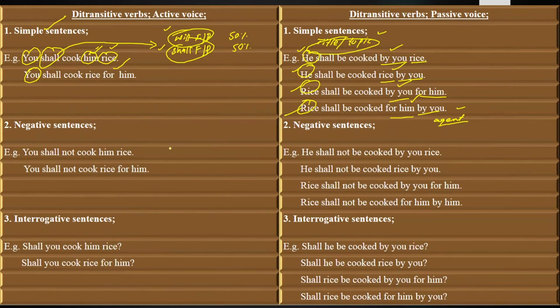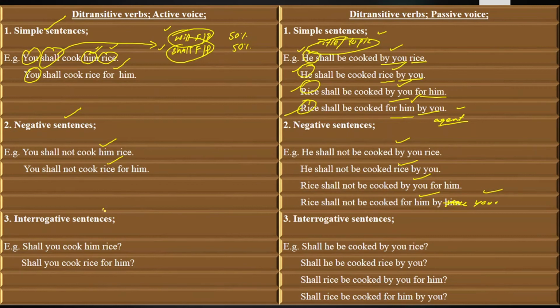Next we have got negative sentences. Those sentences in which we deny the statement, reject the statement and refuse the statement are called negative sentences. You shall not cook him rice, you shall not cook rice for him. He shall not be cooked by you rice, he shall not be cooked rice by you. Rice shall not be cooked by you for him, rice shall not be cooked for him by you. So these are the 4 ways to change them into passive voice.